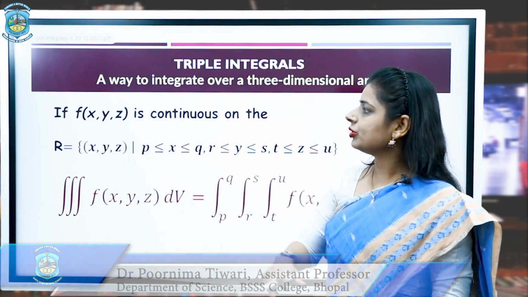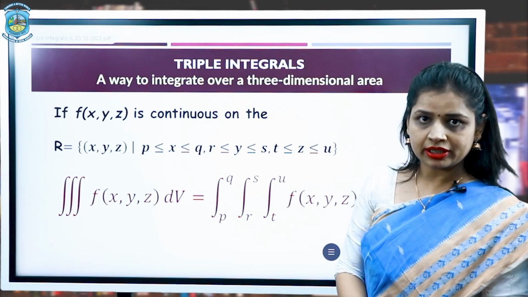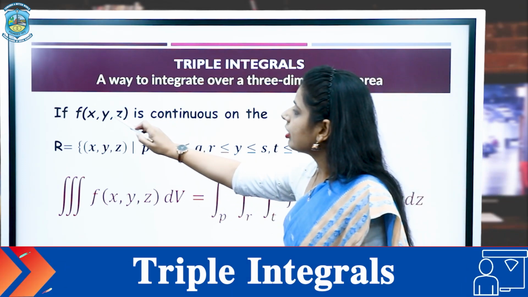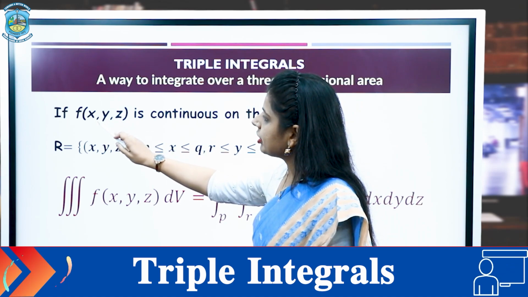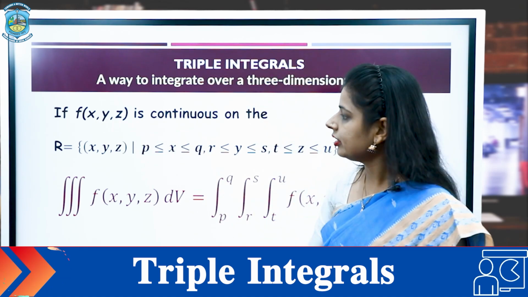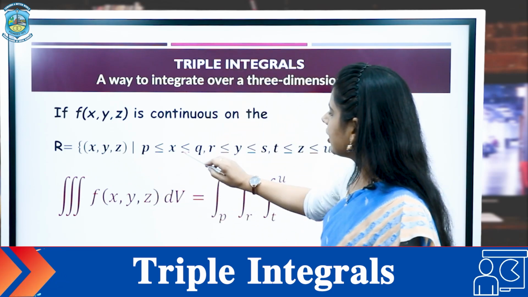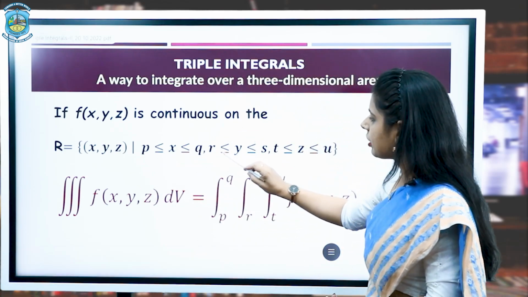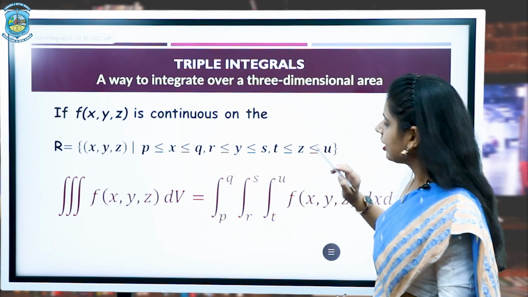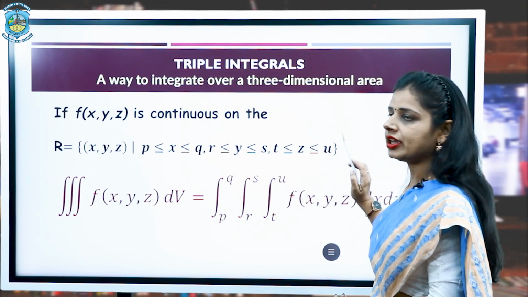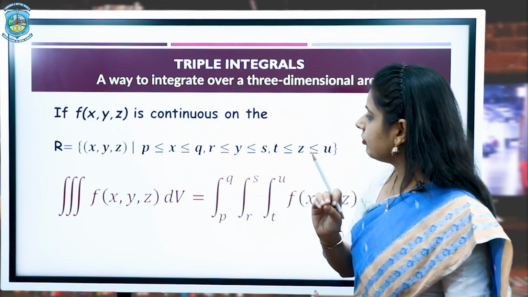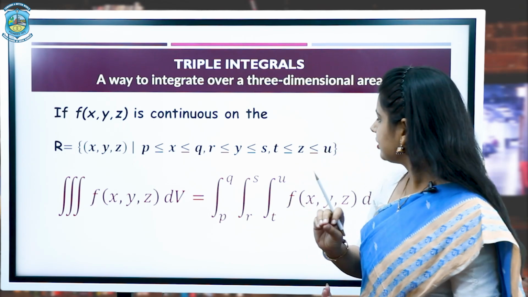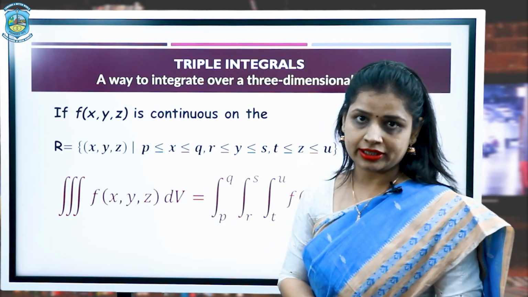In the previous video, I explained about triple integrals with constant limits, that is, a function with three variables x, y, z is given in the region R, where x is bounded by p and q, y is bounded by r and s, z is bounded by t and u. All values of the limits p, q, r, s, t, u are constants.